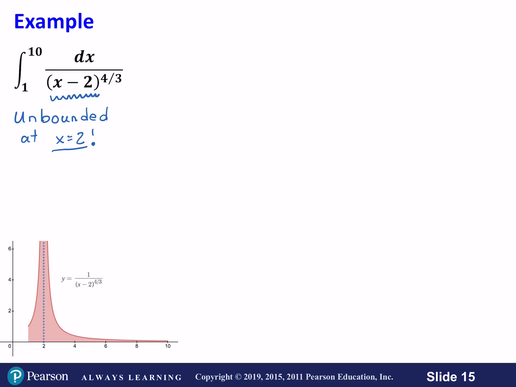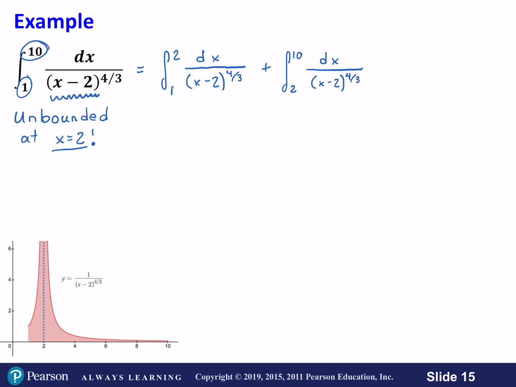So let's notice that since x equals 2 is within the interval 1 to 10, we have to split this integral into two pieces. So we're going to write this as the integral from 1 to 2 of dx over x minus 2 to the 4/3 power plus the integral from 2 to 10 of dx over x minus 2 to the 4/3 power.